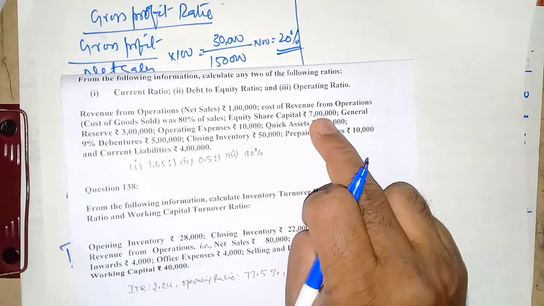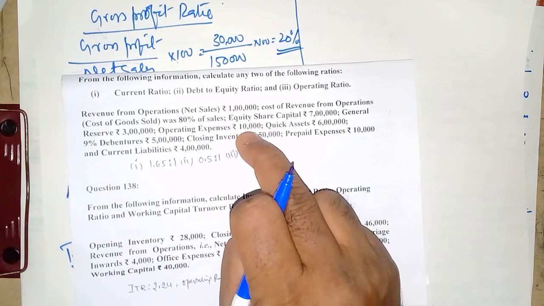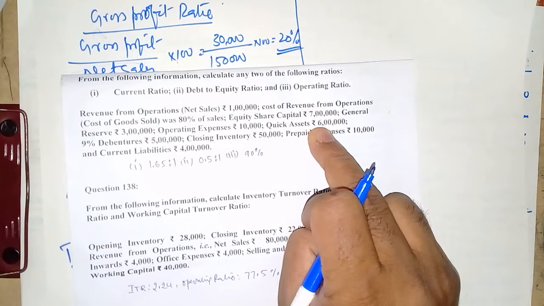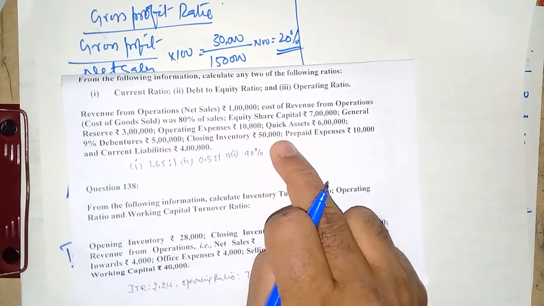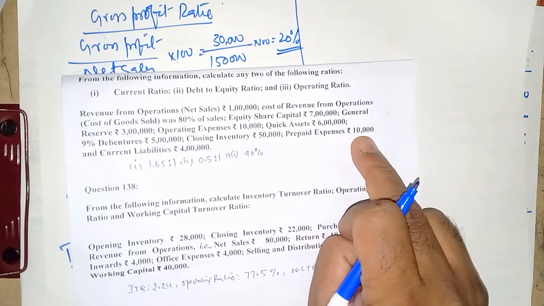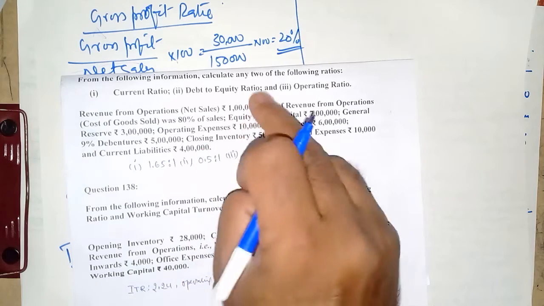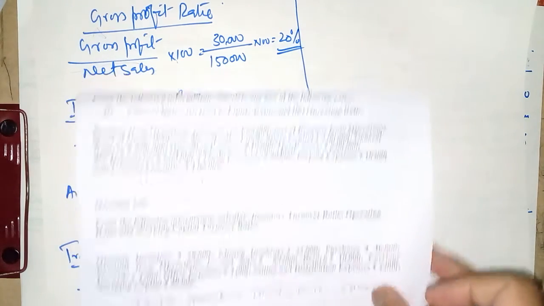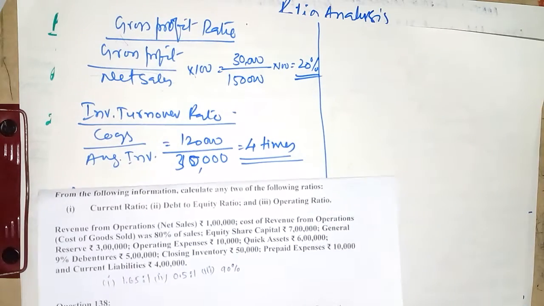Equity share capital 7 lakhs. General reserve is 30,000. Operating expenses are 10,000. Quick assets, we have given 6 lakhs. 9% debentures 5 lakhs. Closing inventory 50,000. Prepaid expenses 10,000 and current liabilities 40,000. Wow. More information is provided in the question, right? First, current ratio. We are asked to calculate. So first we'll take up the current ratio.